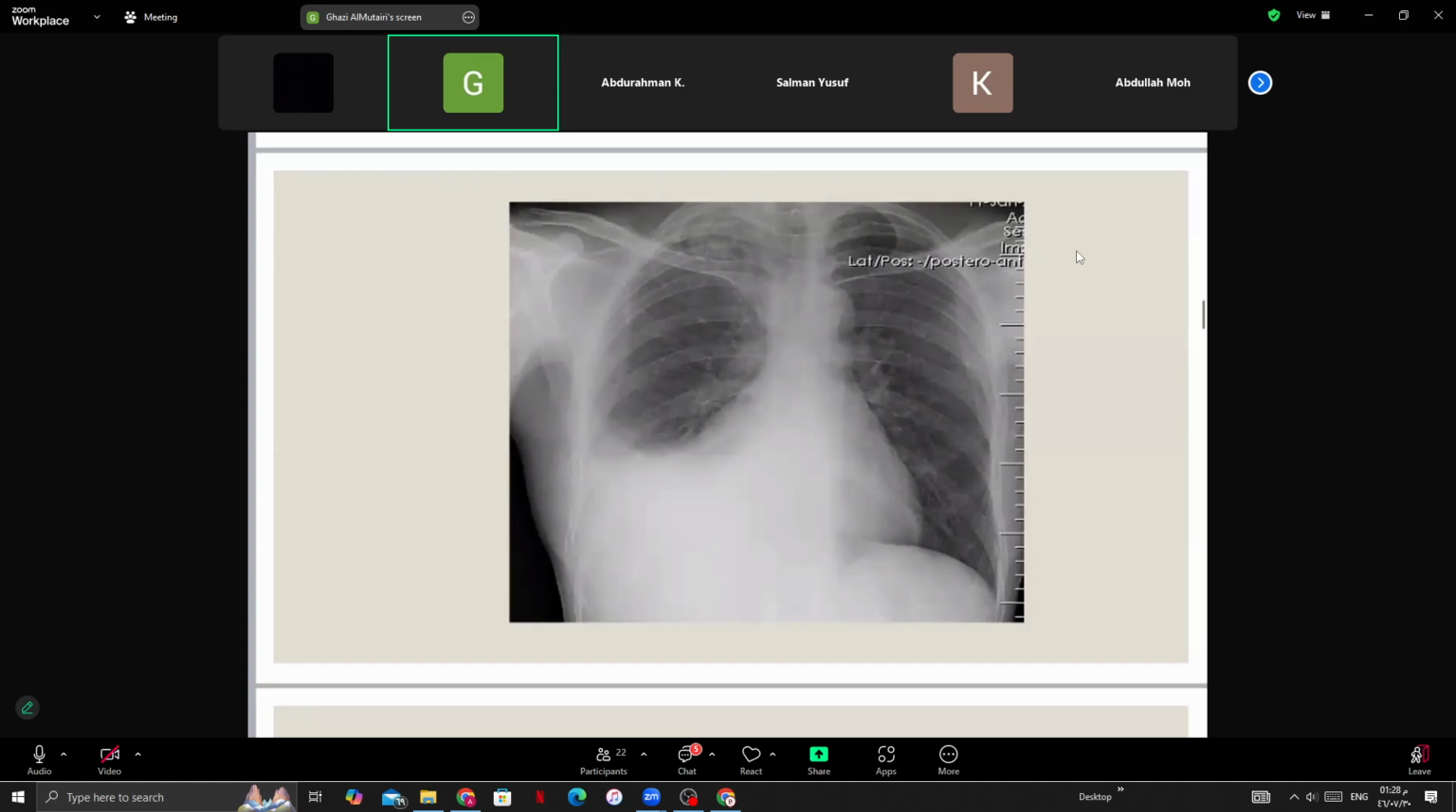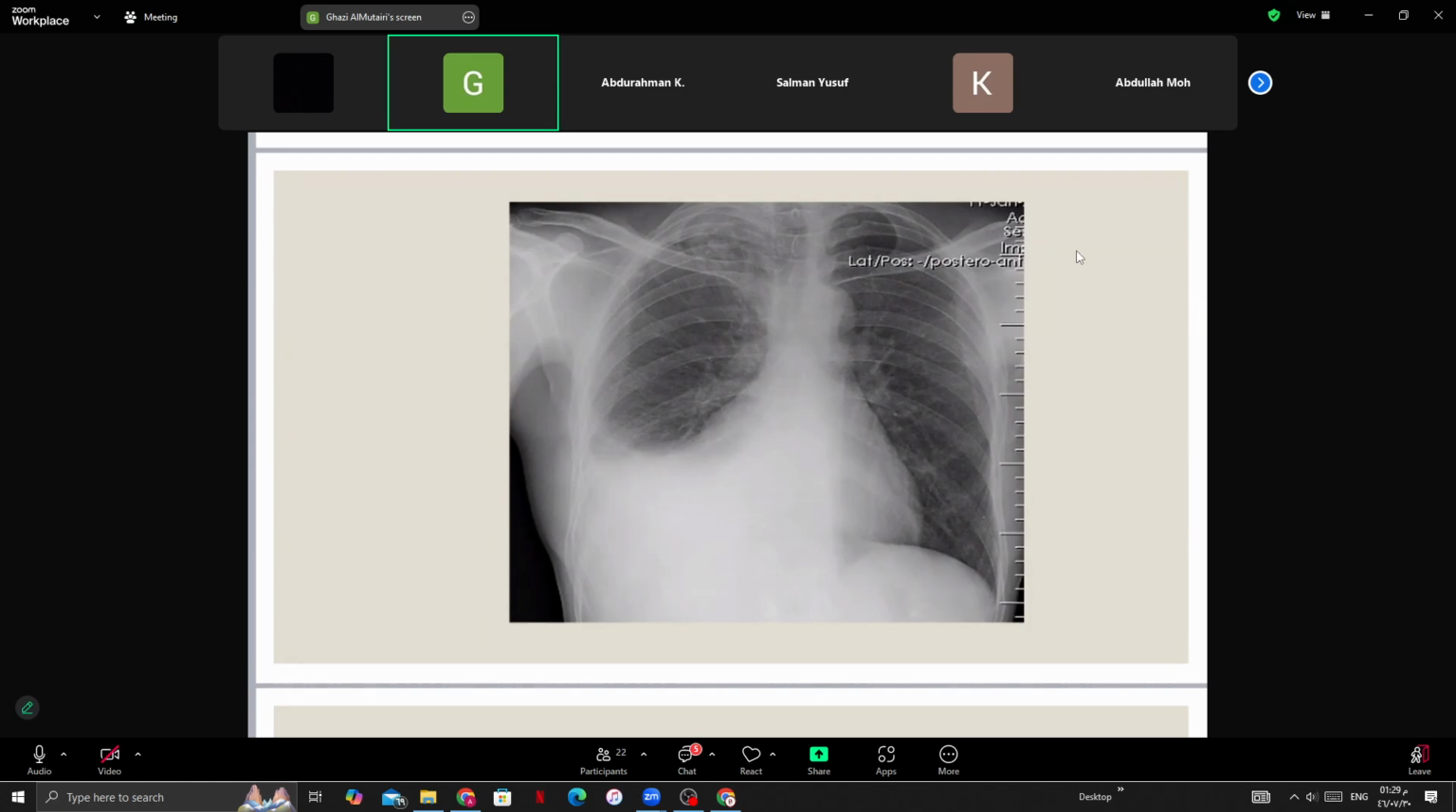طيب ايش رايكم بالاكس راي هذه؟ Pleural effusion. Where? Right lung pleural effusion. طيب كيف نعرف انه pleural effusion it's not atelectasis؟ عادة في sign احنا نسميه هنا ايش؟ Meniscus sign. Excellent. Meniscus sign شكله هلالي كأنه هلال.